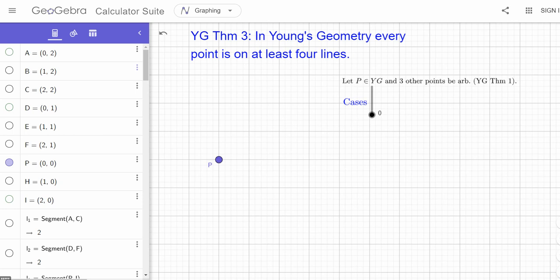So we need to prove that each point is on at least 4 lines, and we have several cases. If you think about it, we're going to use Theorem 1 that says that there are at least 4 points in Young's geometry. So if we have this arbitrary point P to start with, then there are 3 others. And there are a couple of different configurations that they could take on. Let me walk you through the cases and see if I can explain.